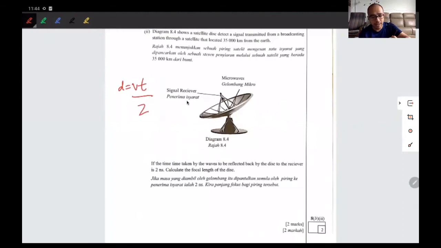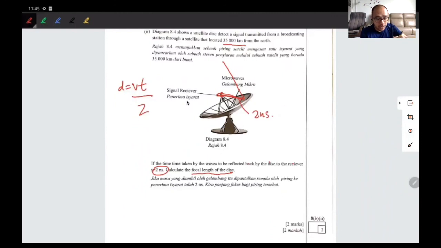Except that this 35,000 kilometers doesn't seem to serve any purpose, because what we want is the focal length of the disk. The time they give here is taken by the waves to be reflected back by the disk to the receiver. It means the waves come here and then reflect here. So this distance is 2 nanoseconds.